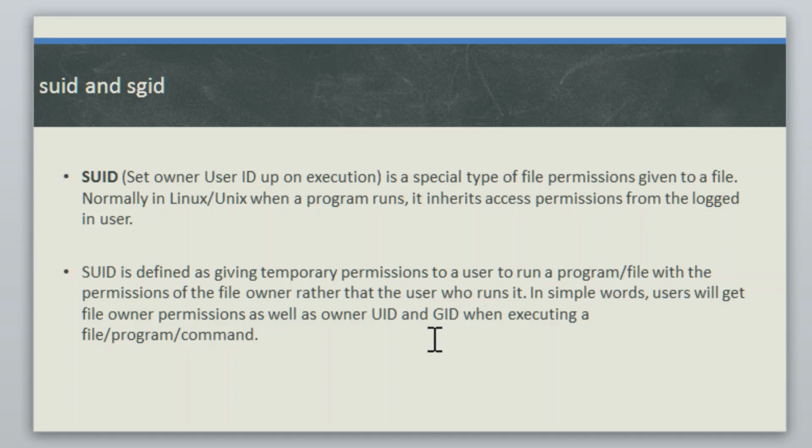So it's saying that whoever created the file, you will get their permissions as opposed to your permissions when running that file. And you can set that with chmod u+s, or you can use the octal version, which would be chmod 4 and then your permissions. I can show you that real quick.